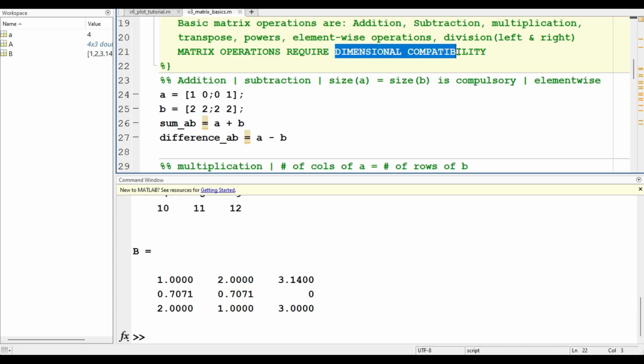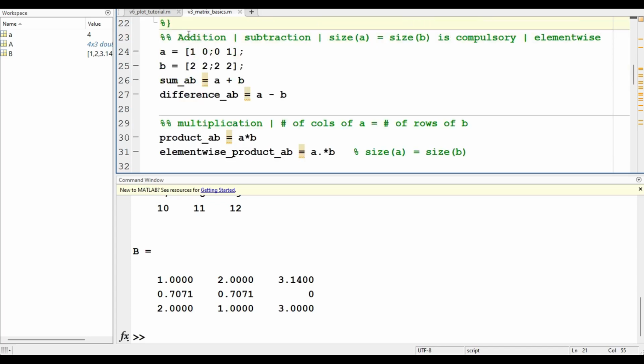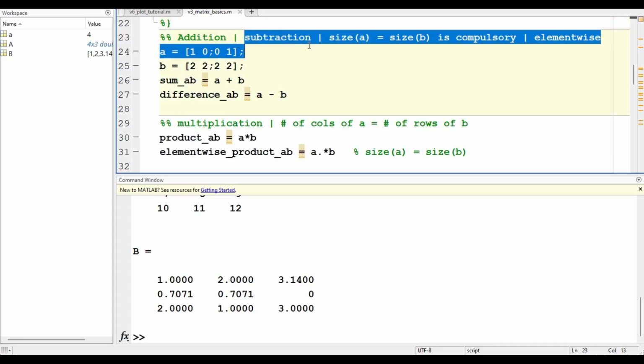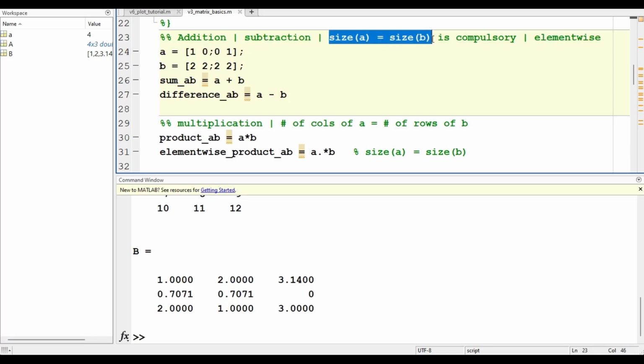If for that particular operation the matrices are not compatible, the operation will not execute and it will not give us a result. So let us first see the addition and the subtraction operation on matrices. The compulsory requirement for addition and subtraction in a matrix is that the size of both the matrices needs to be the same, because it is an element wise operation. That means in addition, each element of one matrix gets added to the corresponding element of the other matrix, and similarly in case of subtraction, the corresponding element of the second matrix is subtracted from the first one.